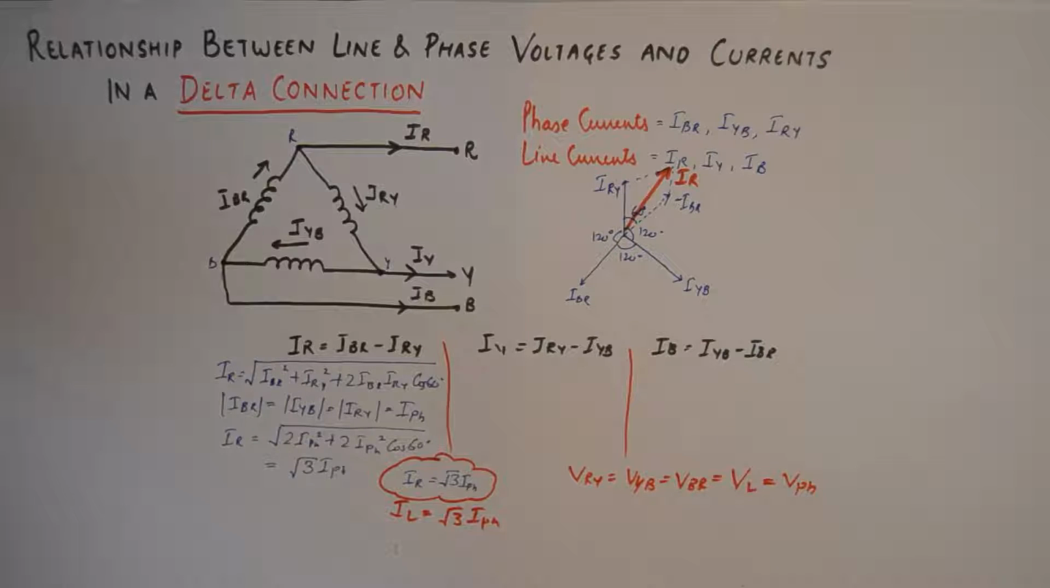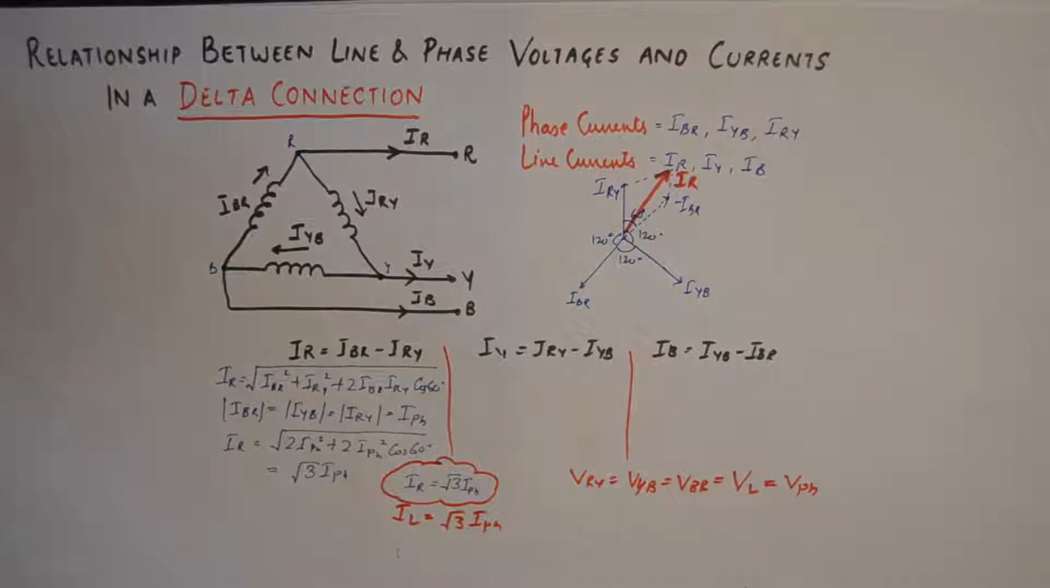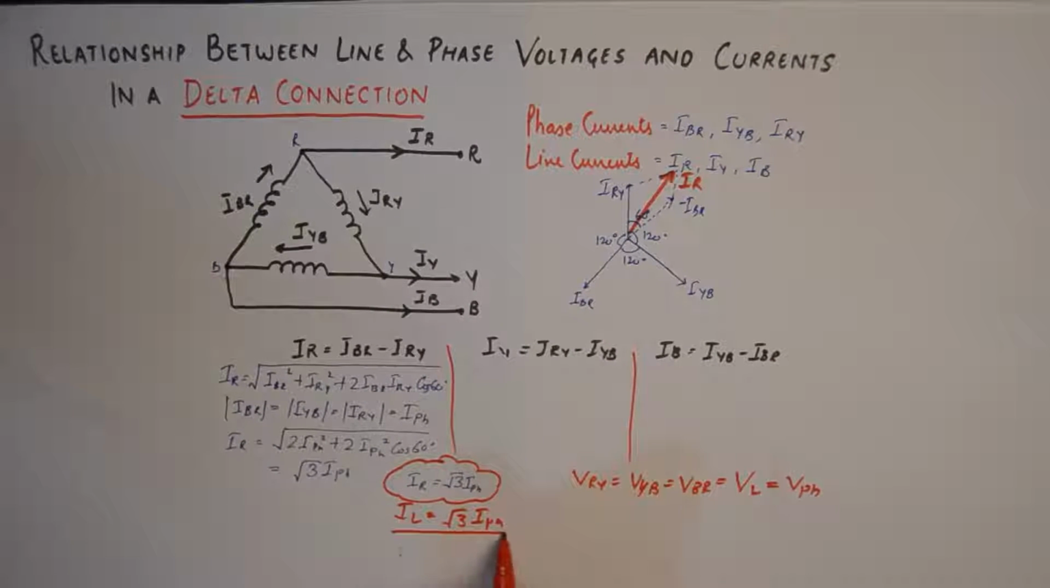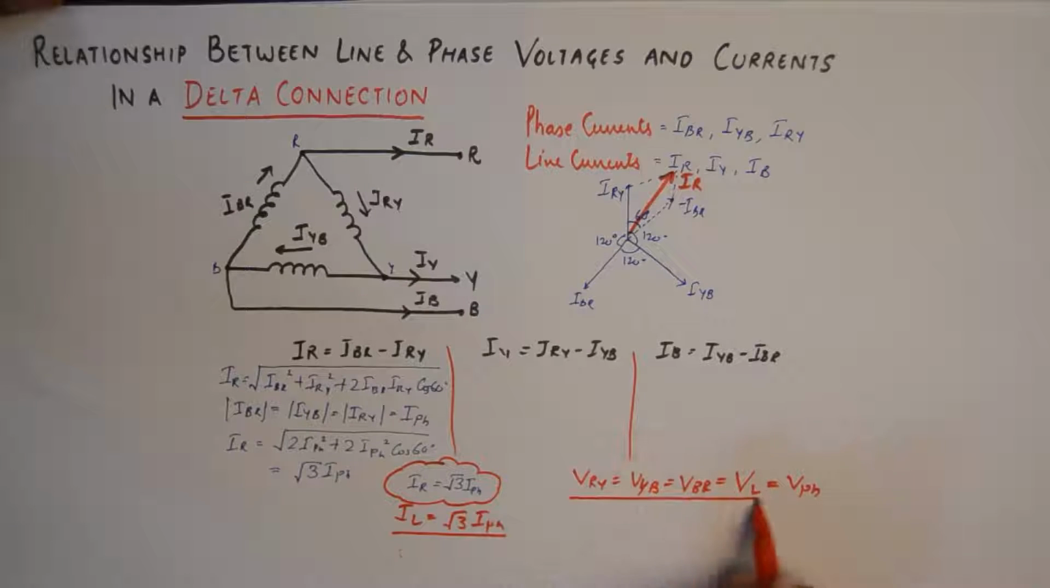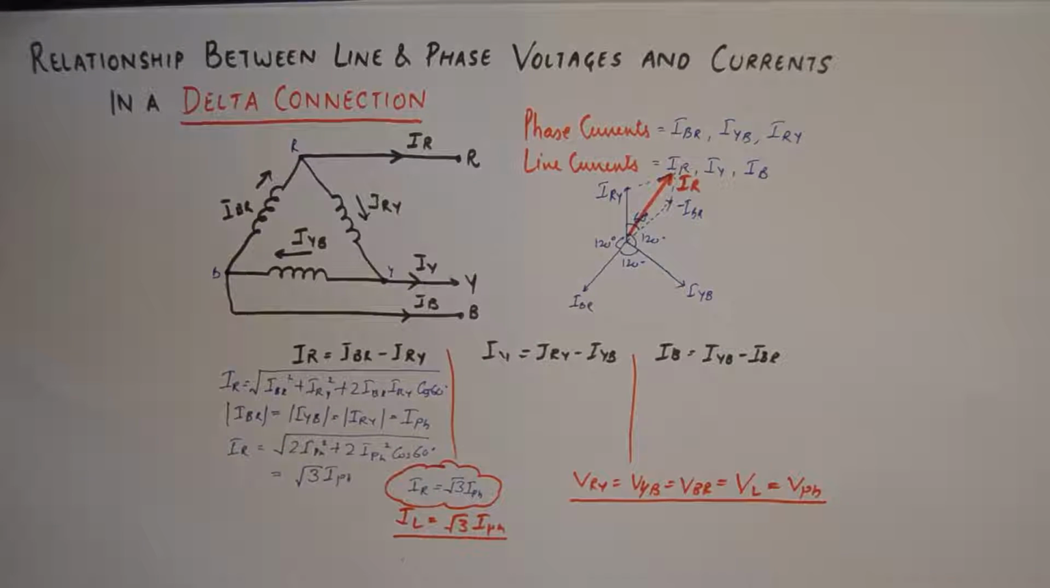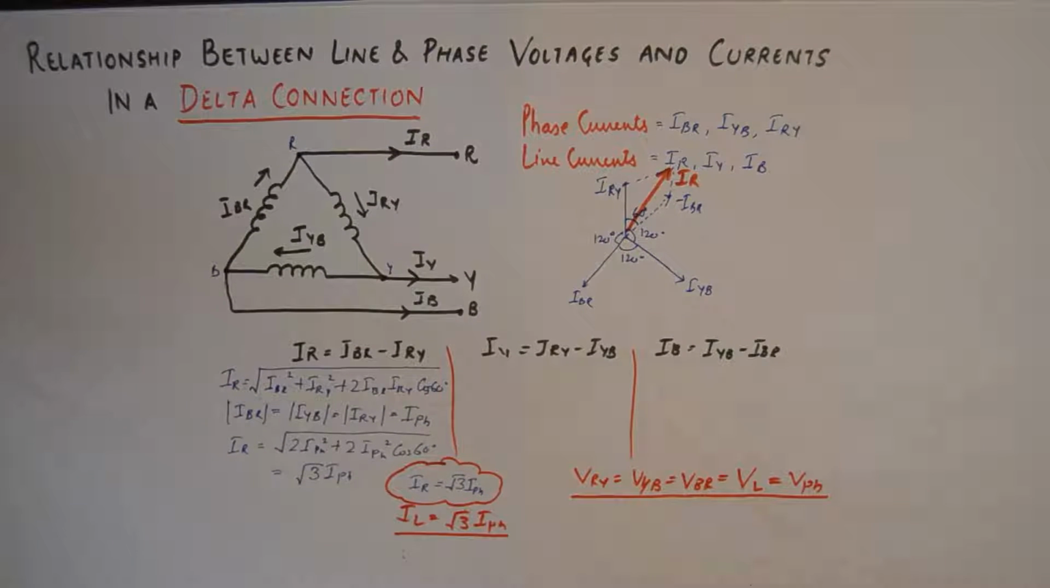In star connection, the line current was equivalent to the phase current. In delta connection, the line voltage is equivalent to the phase voltage. So these are the 2 points that you need to keep in mind. I highly recommend that you watch my previous video where I discussed the star connection to make a comparison of the 2 connections, and then you could appreciate the fact that these 2 relationships are so very important, and they are exactly opposite in nature in star and delta connections.